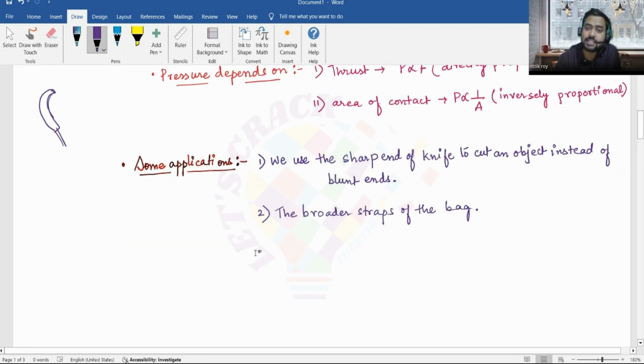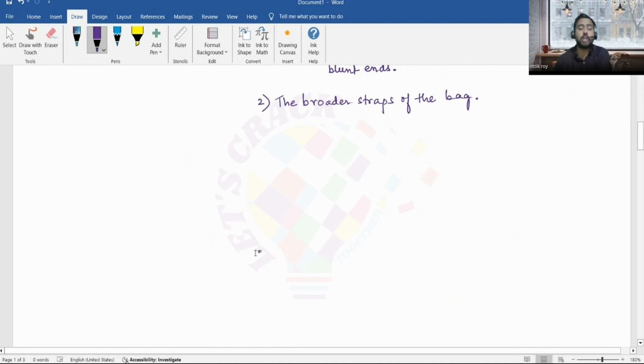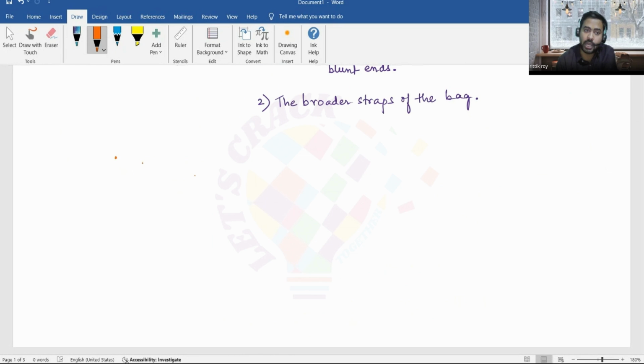Okay. Now it's not that pressure is applied only in the case of solids. Pressure is also applied in the case of liquids. So how can we say? A liquid exerts pressure in all directions.